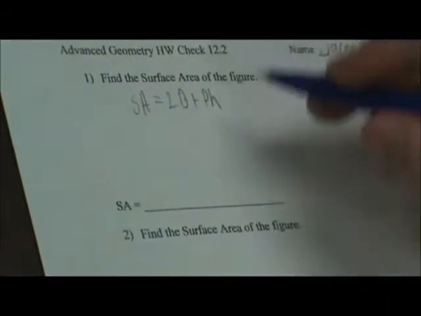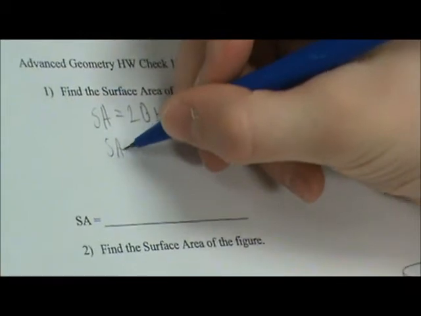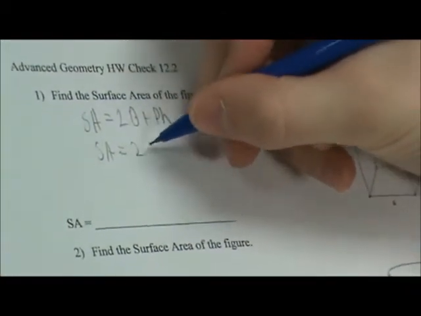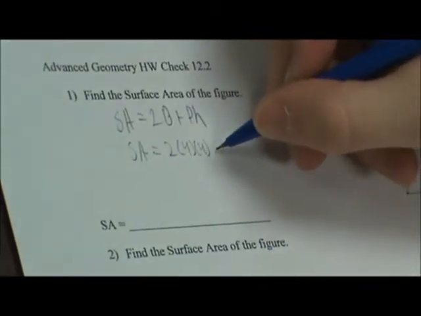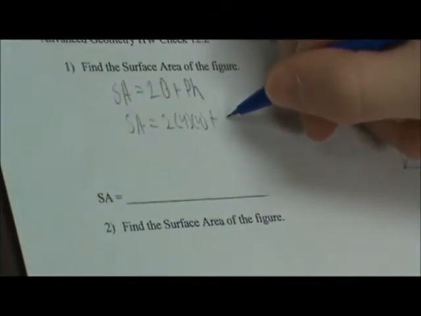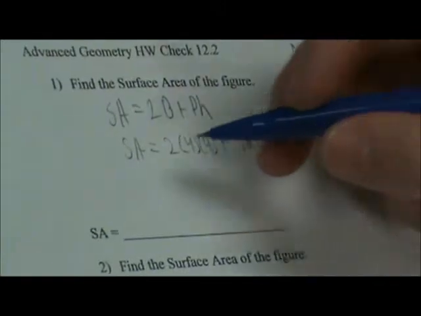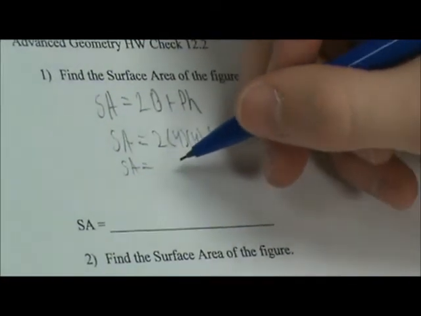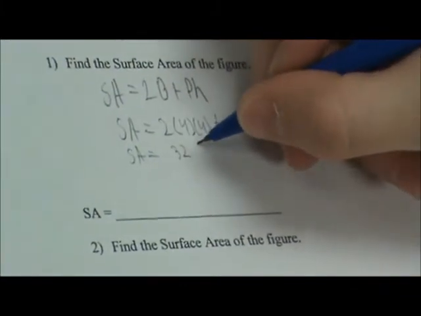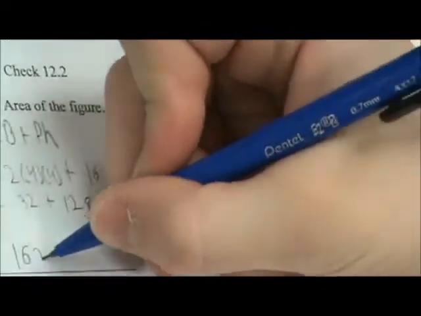Since there's a square on the bottom, we're just going to take 4 times 4 to find the base area, and then times that by 2. So it's going to be 2 times 4 times 4, and then it's going to add on the perimeter. So 4 plus 4 plus 4 plus 4, that's 16, times the height, which is 8. So 2 times 4 times 4 is 32, and then 16 times 8 is 128. Add that together and you get 160 as the surface area.